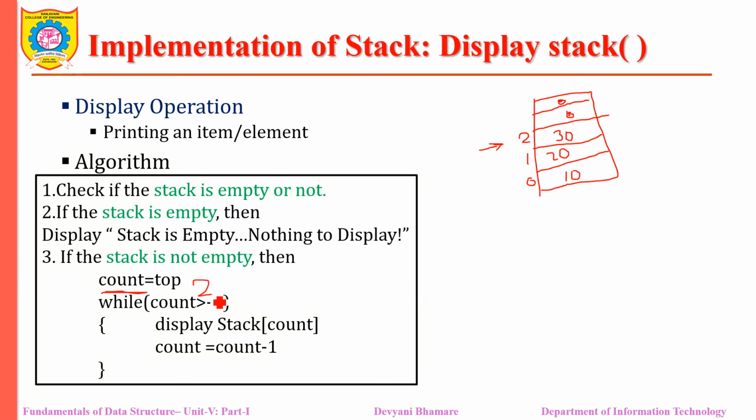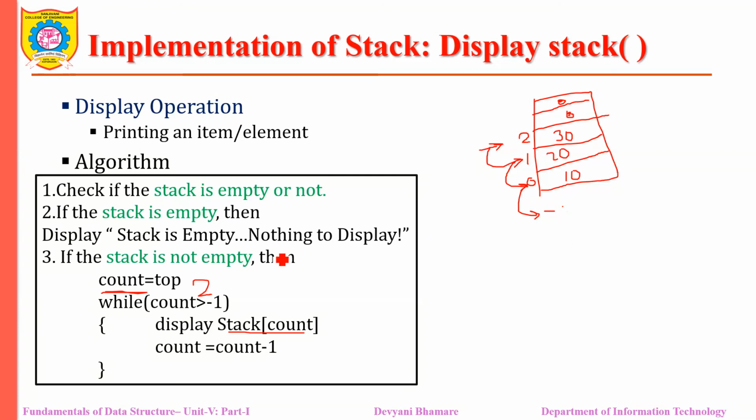Then what we need to do? We need to simply display the element which is present at the stack count, and then count is decreased by 1. Then we display the value 20. Again count is decreased by 1. Then again we display the value 10. Now count is decreased by 1. So now the count value becomes -1, right?